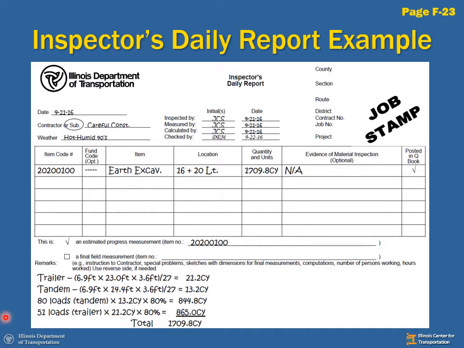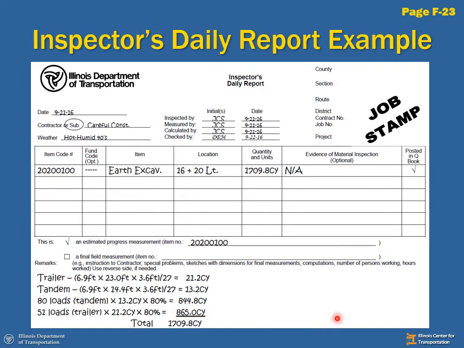On page F23, we have an example of an IDR, or Inspector Daily Report, where we have calculated earth volumes by load count. We had 2 types of equipment here. We had semi-trailers and tandem dump trucks. We used the measurement method where we measured the width, length, and depth of each container. What are we doing at the end? Converting our units. We're dividing by 27 to go from cubic feet into cubic yards. Did the same thing for our tandem truck, got our struck capacities. We have the number of loads of each type times its capacity times our conservative factor of 80%. Gives us our estimated quantities.